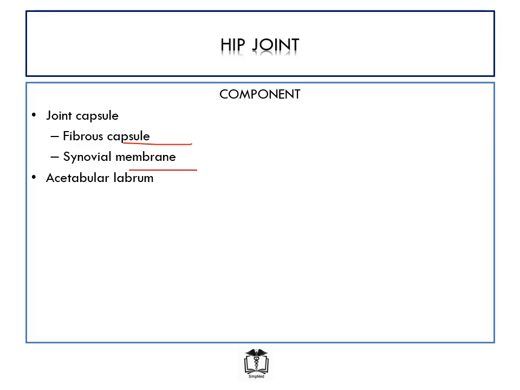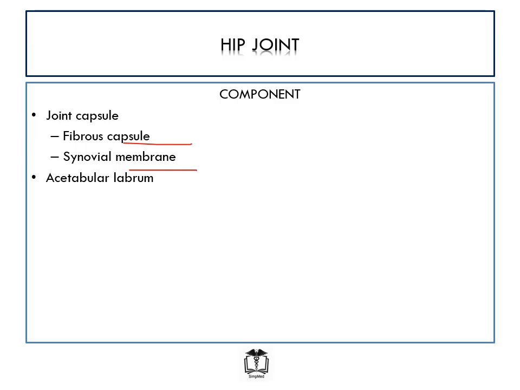The acetabular labrum is a form of fibrocartilage that is found at the rim of the acetabulum. It helps in deepening the acetabulum to make the entry of the head of the femur fit perfectly into the depth of the acetabulum. So that's what the acetabular labrum is there for.